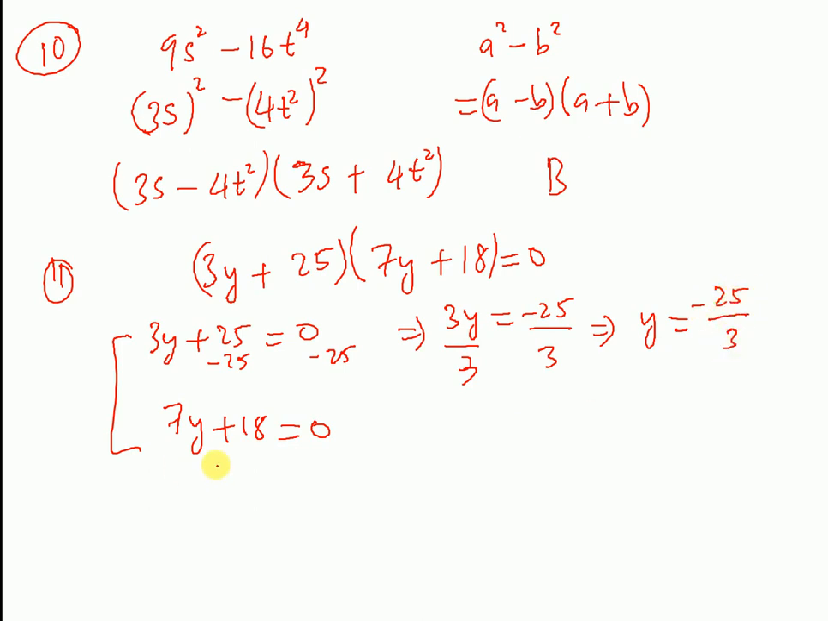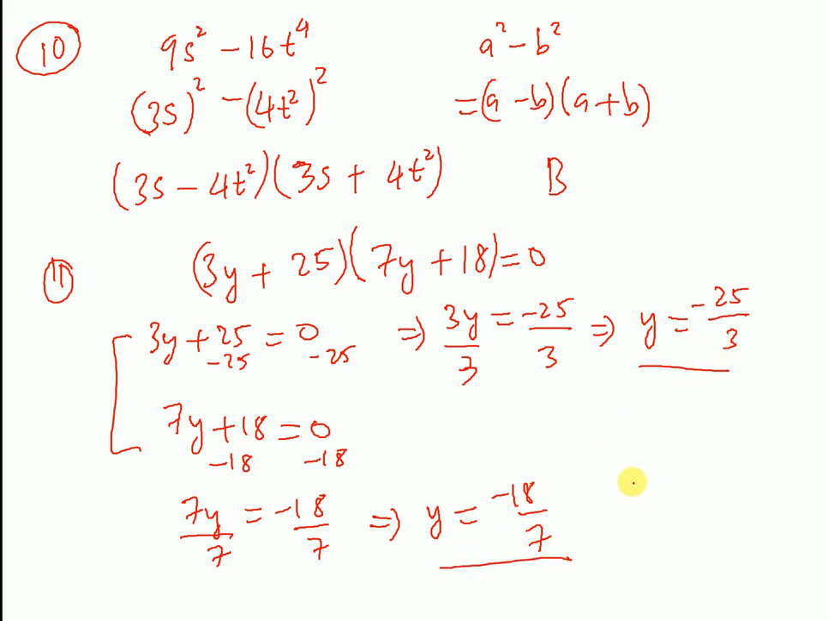And the second one, I can subtract 18 on both sides. I have 7y equals minus 18, divide both sides by 7. I get y equals minus 18 over 7. And these two answers are option A.